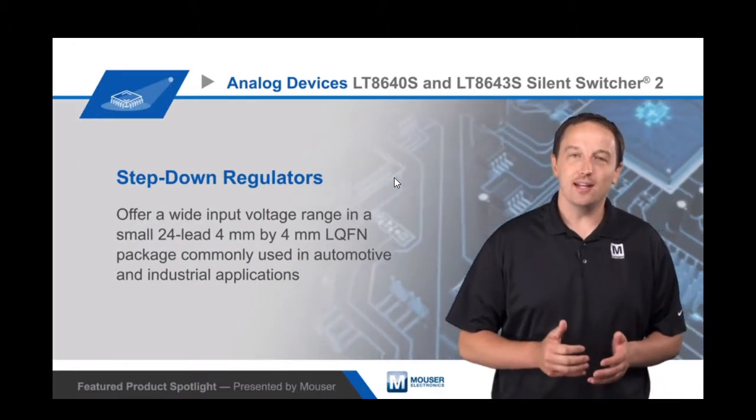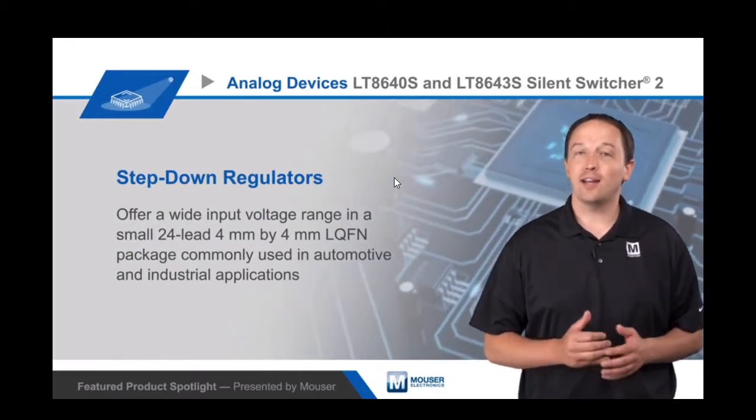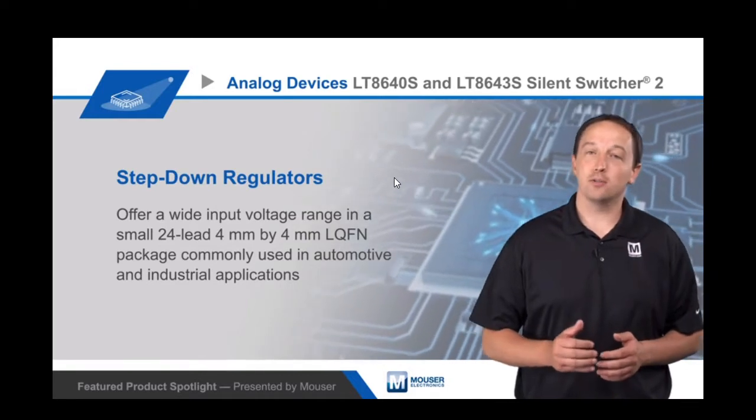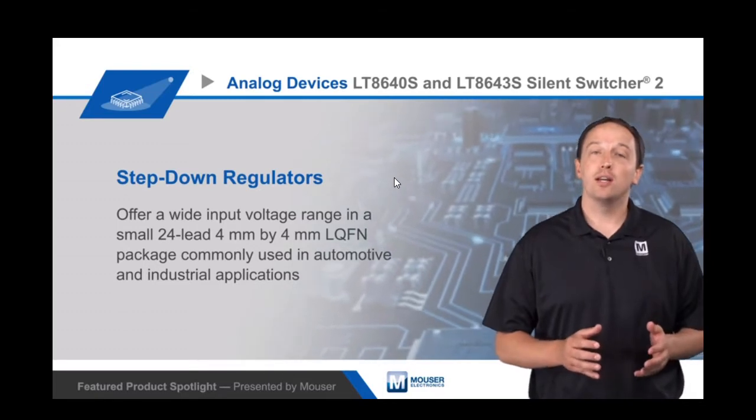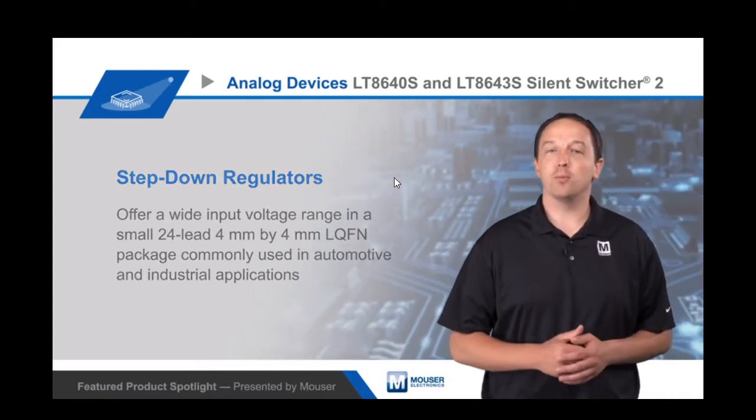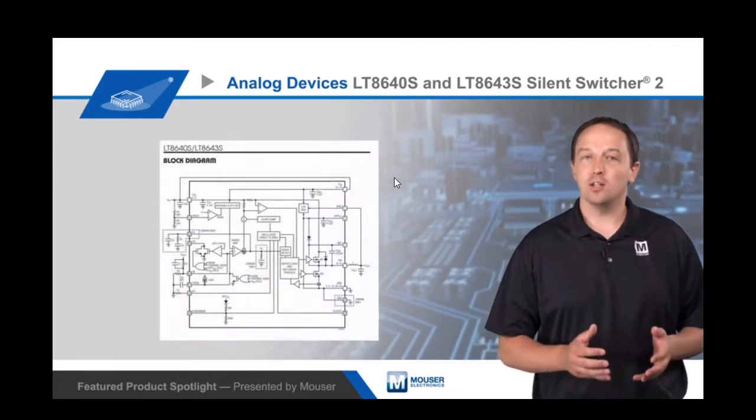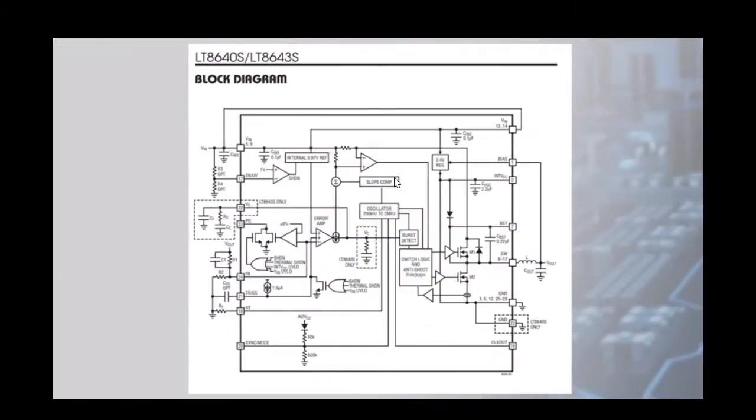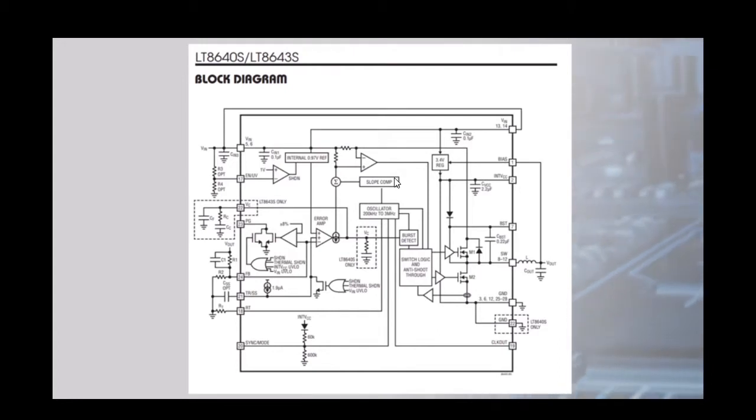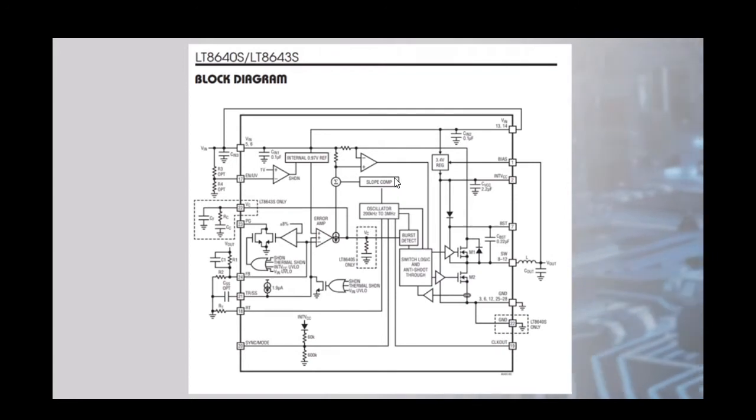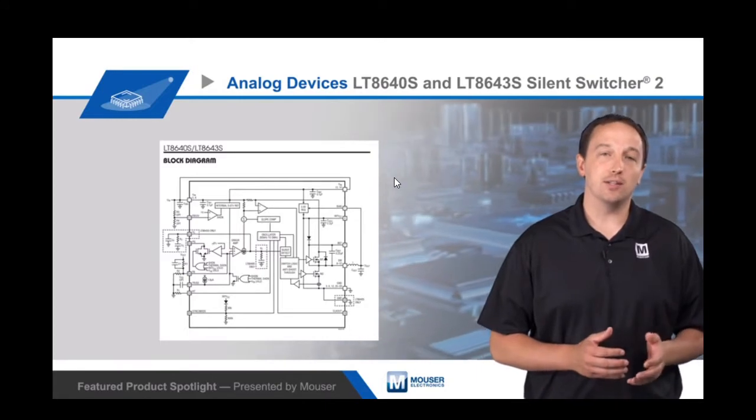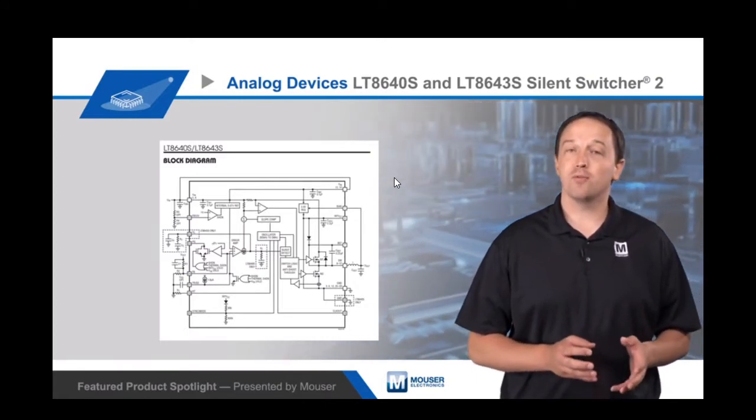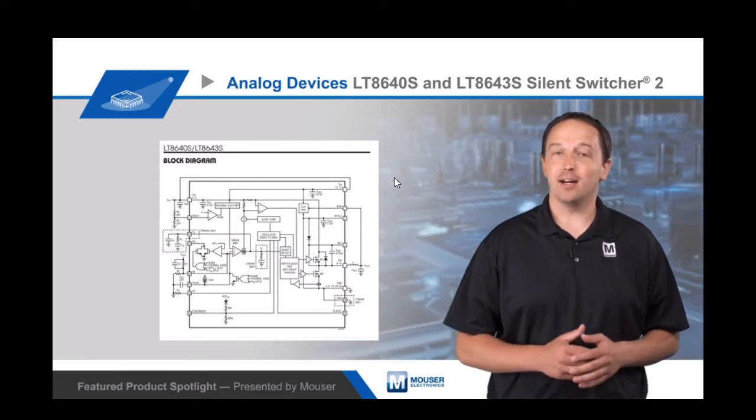Analog Devices LT8640S and LT8643S Silent Switcher 2 regulators are step-down regulators based on ADI's second-generation silent switcher architecture and offer a wide input voltage range in a small 24-lead 4mm by 4mm LQFN package, commonly used in automotive and industrial applications. The Silent Switcher 2 architecture employs high-frequency switching to deliver high efficiency with minimal EMI. It's ideal for noise-sensitive applications, including automotive and industrial power conversion. The architecture also eliminates PCB layout sensitivity, simplifying design while also providing ultra-low radiated and conducted EMI on any PCB.